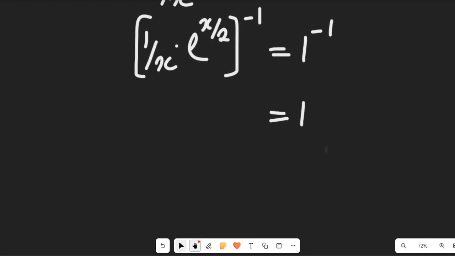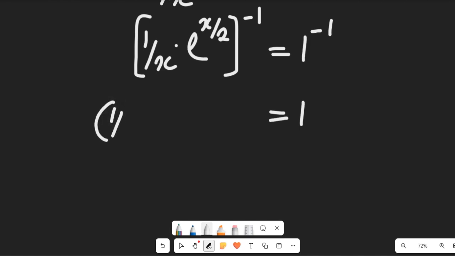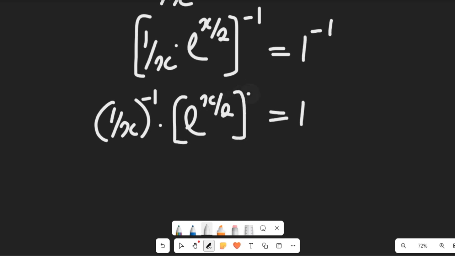Now from the other side, I'm going to expand, and if I expand that, I will separate this to give me 1 divided by x, all to the power of -1, multiplied by x to the power of x divided by 2, and all of this will be with the power of -1. Now from this point, what will you do?